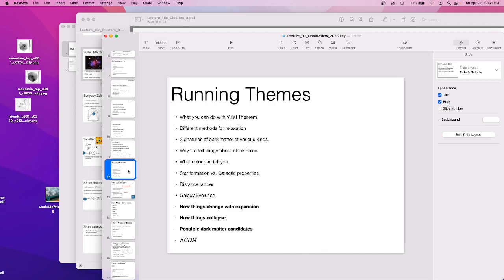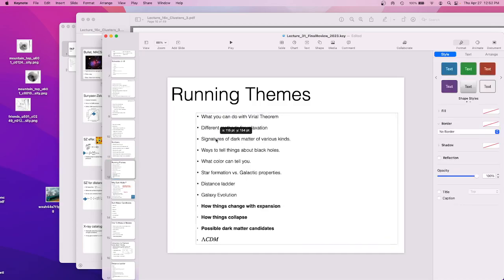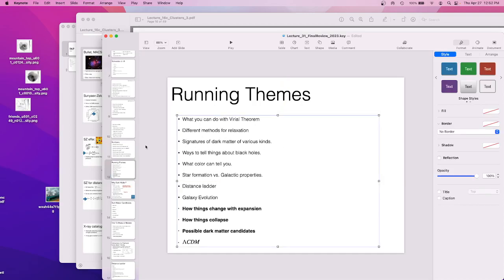So, running themes. What can you do with the virial theorem? All kinds of stuff. Different methods for relaxation, a couple of those. Signatures of dark matter, so think about where we see dark matter. How to learn about black holes. What color can tell you. We learned about star formation versus galactic properties, so how does a star formation history tell you about the galaxy that you observe?